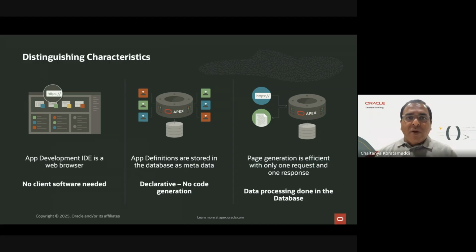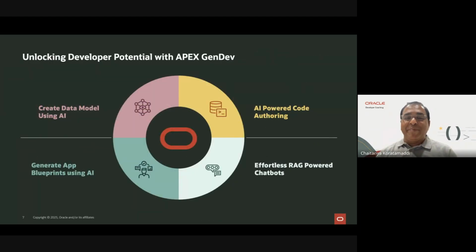Now you might wonder, where exactly is the application definition getting stored? Your Apex application definition is stored in the database as metadata, right? And there is zero latency of data access with Apex applications because the entire processing and manipulation happens within your Oracle database. And so page generation is very efficient with only one request and one response. These are certain distinguishing characteristics of Apex as a low-code platform.